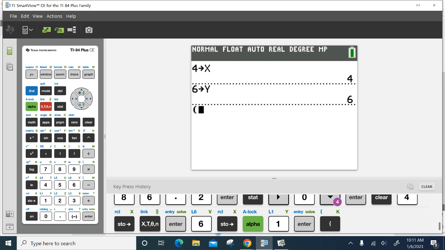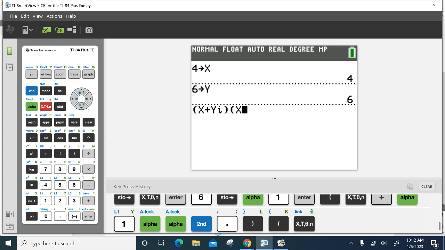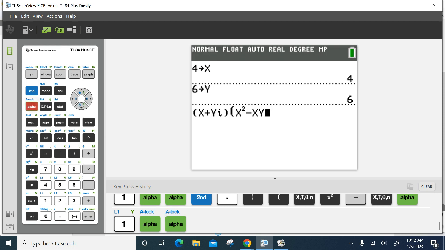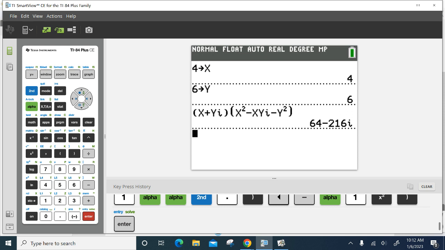All right, so parenthesis X plus Y, and this is what I was talking about. Now the I comes up. I take second period and then put the I in. I don't store in for the I. Then I have X squared minus X, Y, did it again, I, close it, oh shoot, minus Y squared. So that's what I end up getting.